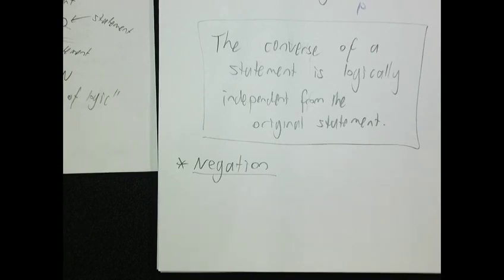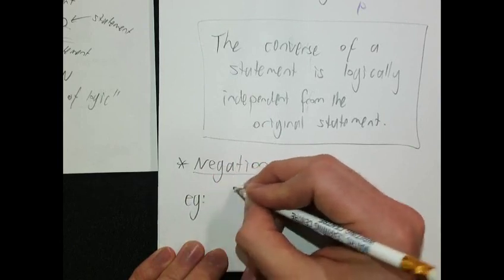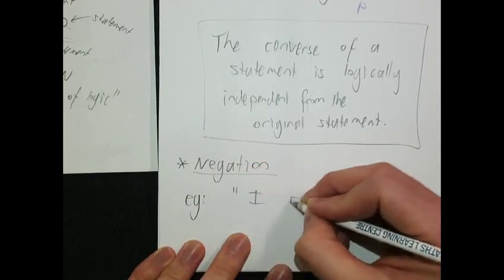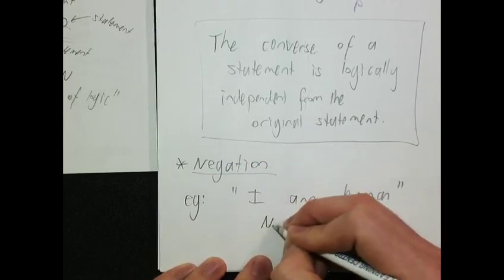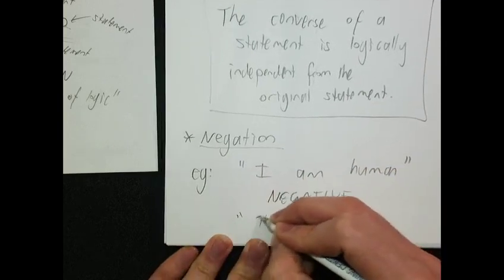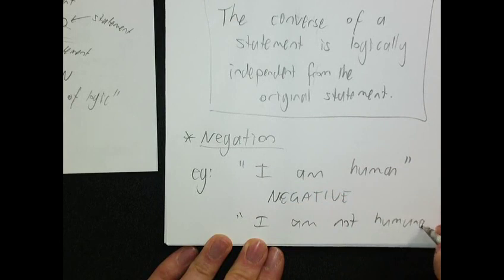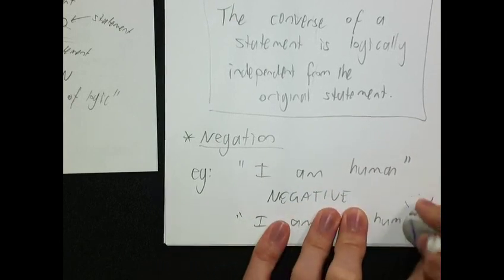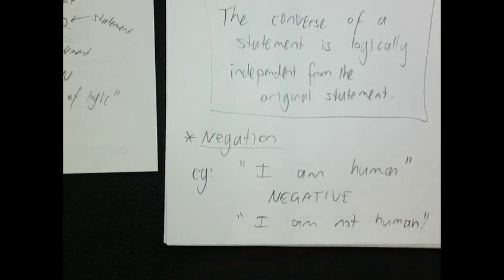Okay, so just as an example, the negative is I am not human. Okay, so I can create a negative on something.